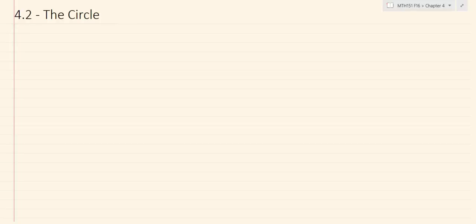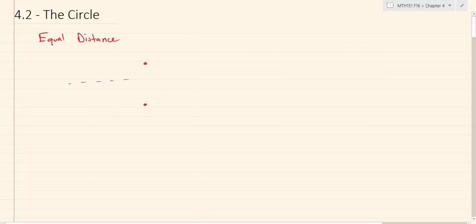This is 4.2. We're going to talk about circles. And to connect this to what we did a little bit yesterday, we had a concept called equal distance. And equal distance led us to a couple of different ideas. One idea was that if you had 2 points, all of the points that are equal distance between those two form a line. So that was one idea we kind of talked about a little bit briefly.